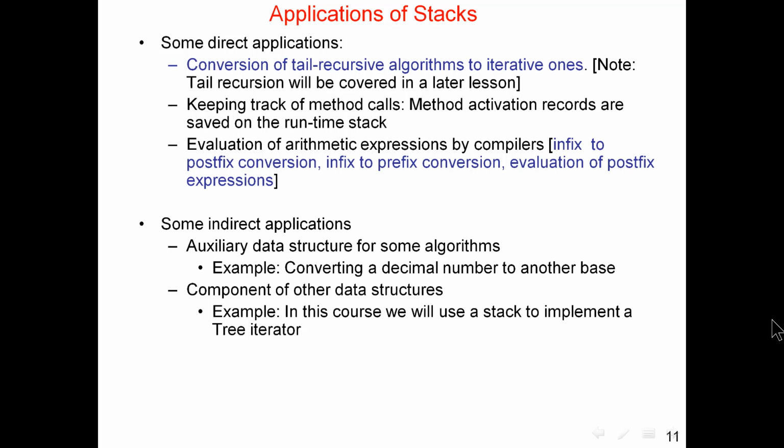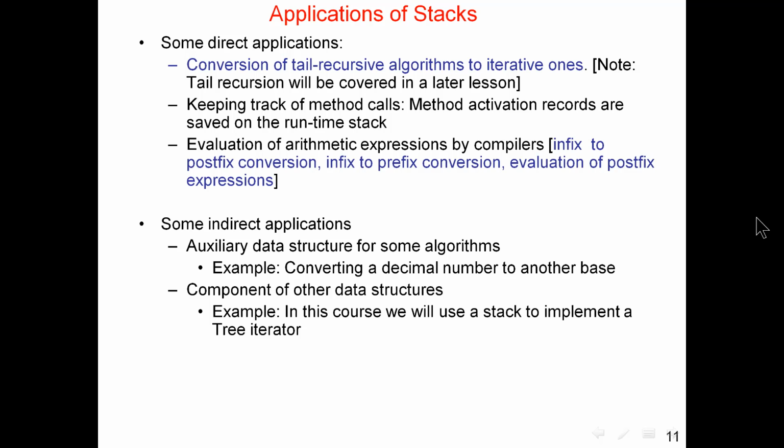Welcome. Let us discuss the application of stacks. As you see, a stack is a data structure, what we call a LIFO data structure, last in first out. You have seen in our previous discussion how we implement a stack using both array and linked list. And in this discussion, I want to talk about applications of stack.